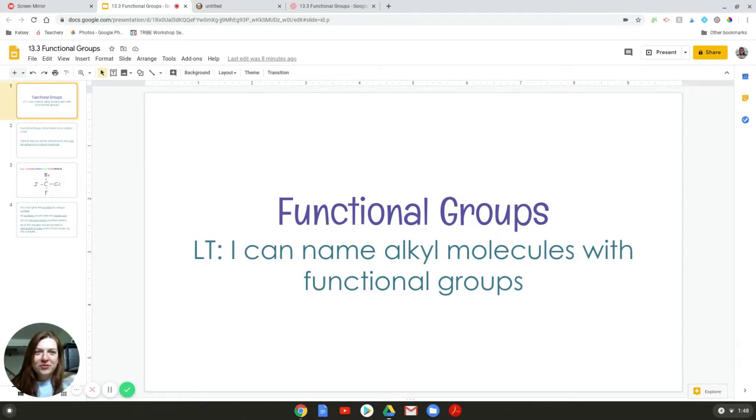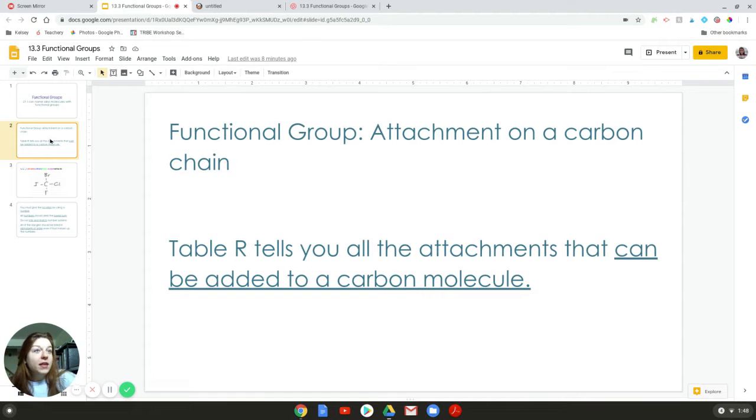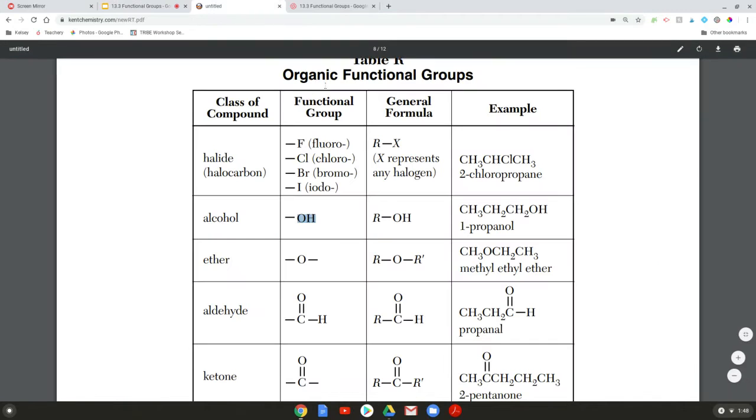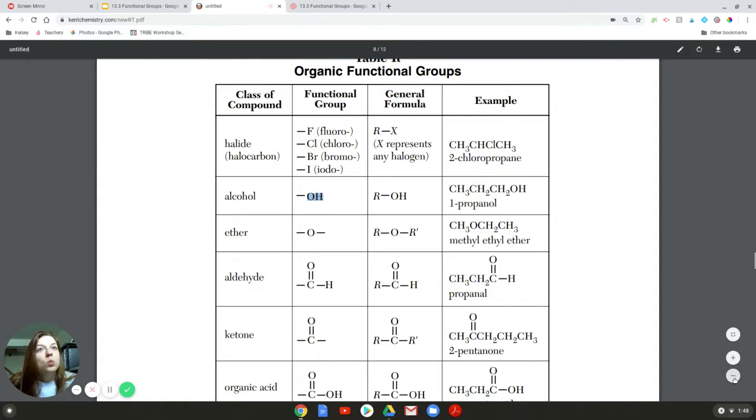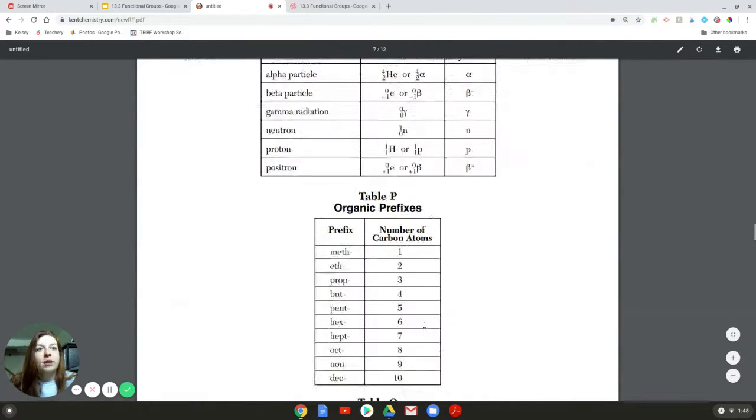Okay, hey, today we're doing functional groups. Now, functional groups can be any number of things, but today we are talking about all of the attachments that you can put onto a carbon chain. And we have a bunch of those listed for us on table R, which comes right in here.